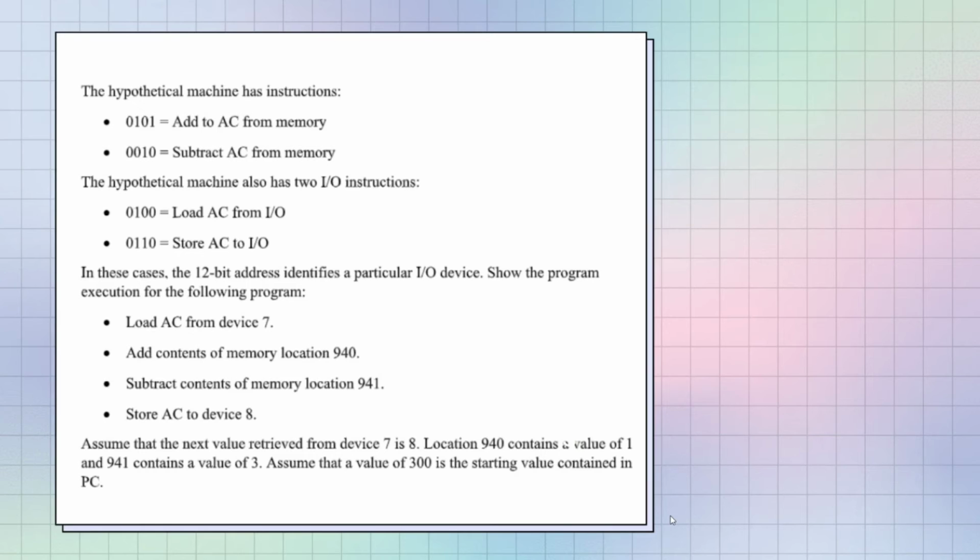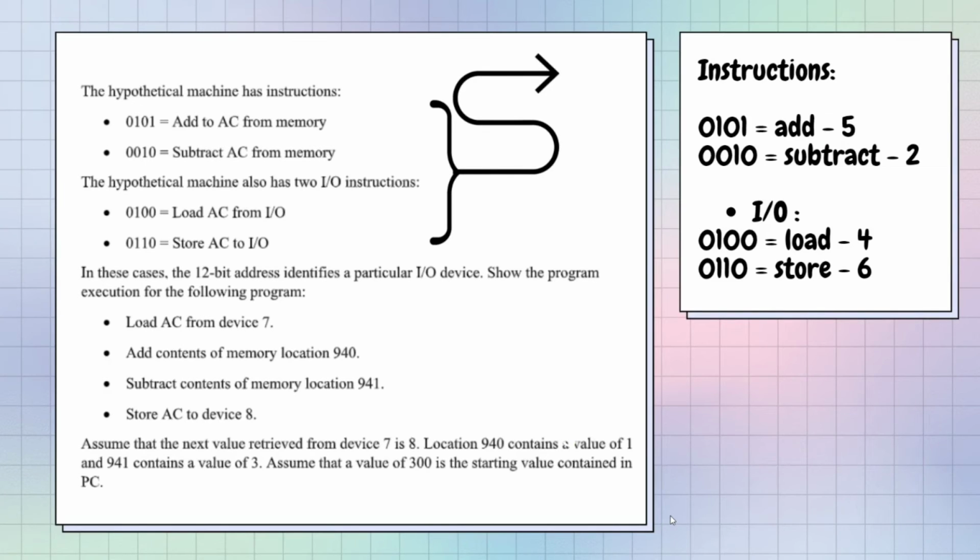The hypothetical machine has 4 opcodes. 2 instructions are from the memory and 2 are input-output instructions. These instructions are in binary numbers, so we need to convert them to hexadecimal numbers. For the first binary, after conversion, it's going to be 5. For the subtract, it's going to be 2. For the load, it's going to be 4. And for the store, it's going to be 6. These are the opcodes that are going to be inside our program execution.